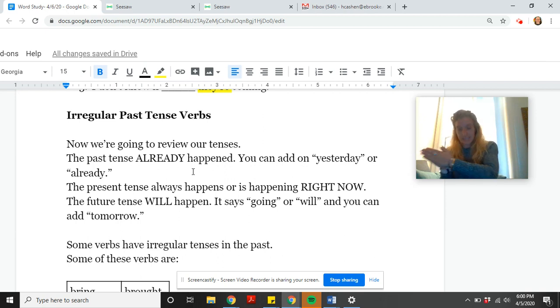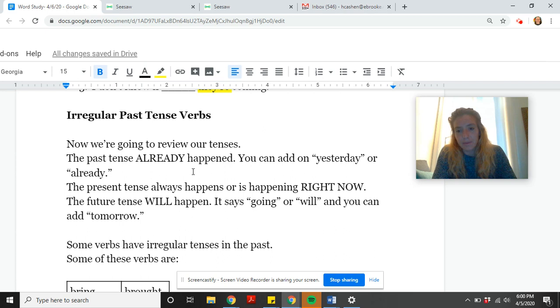In the future tense, you would say, I will drop my phone or I am going to drop my phone. And it's something that you can add on tomorrow to, because it hasn't happened yet, but it will happen. And the future tense is the only one where you're going to need to add another word like will or going or something like that.